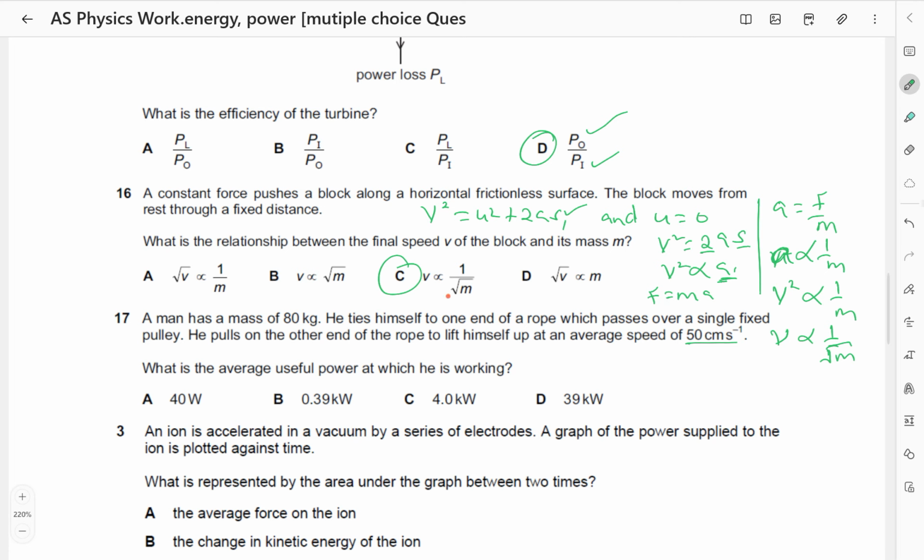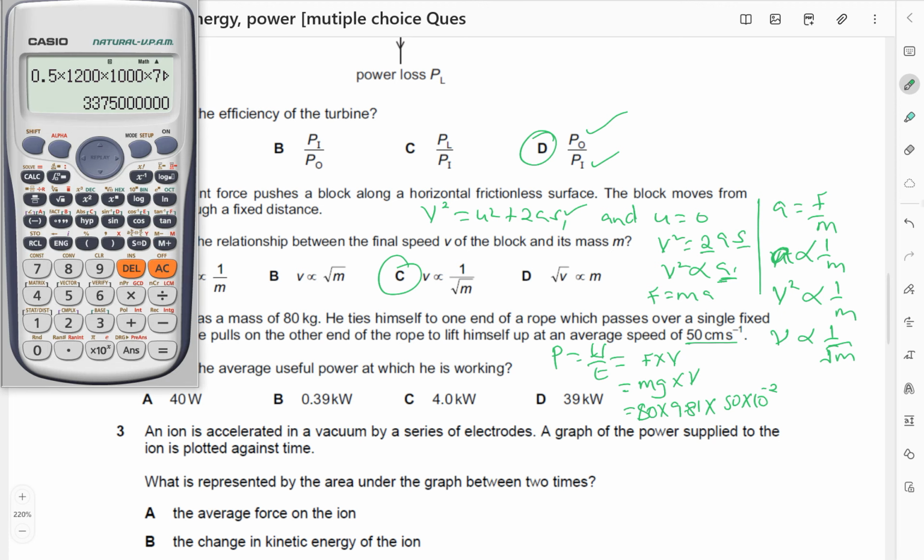Okay, so we know that the power is work done over time taken, and work done is force times distance in the direction of the force, which gives us force times velocity. So he's going to try to overcome his weight. So the force is going to be m times g, then times the velocity. So this is going to be the mass, which is 80, times g, which is 9.81, then times v, which is 50, but remember it is in centimeters per second, so it is 50 times 10 power negative 2. Change it to meters per second.